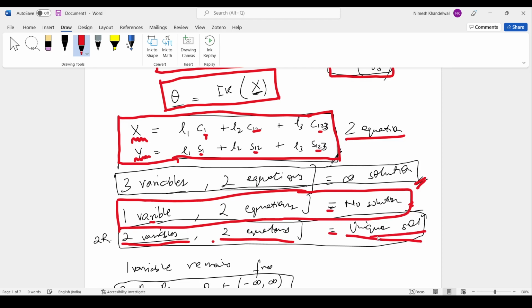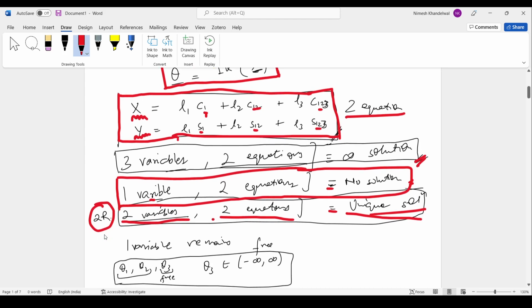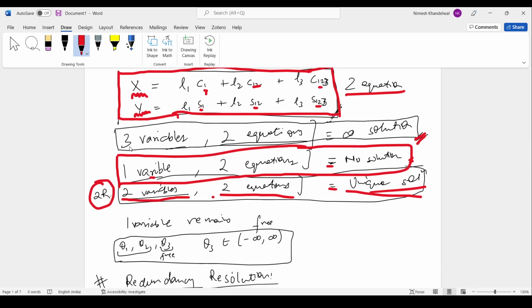We had already seen that in the case of the 2R manipulator. So this is what redundancy means: you have more variables that can be controlled, but you have fewer equations to specify exactly how those variables have to be controlled.